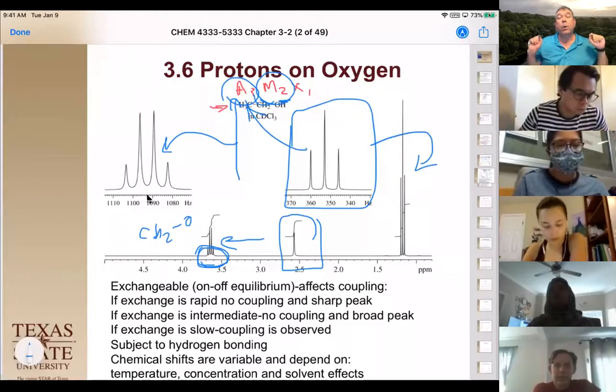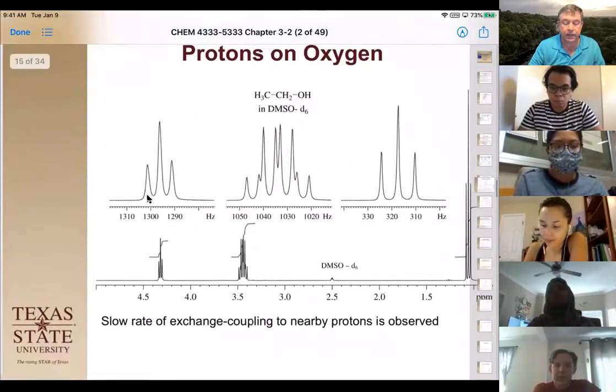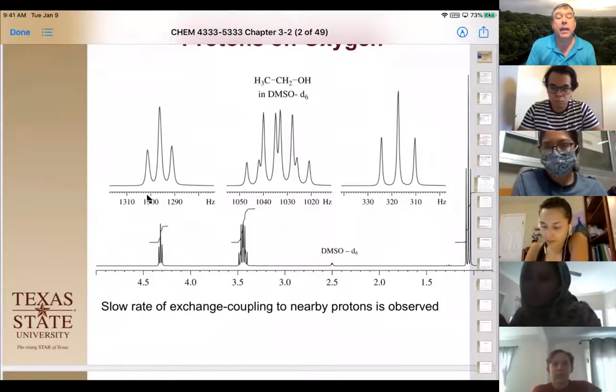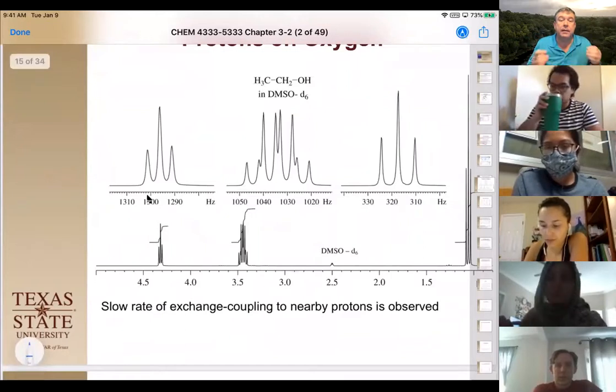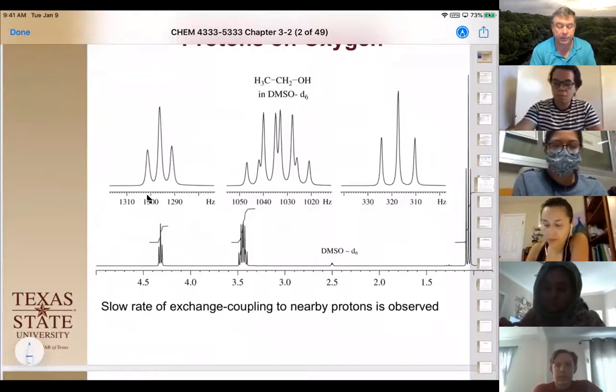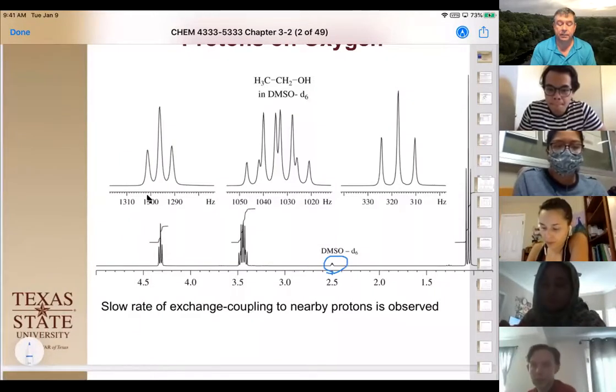Okay. Now, what would it look like if it was a very slow exchange and we do see the coupling? So what we're going to do is change the solvent. This is the exact same compound, the ethanol, but we're changing it to DMSO. And in DMSO, the OH has a tendency to be very well bonded to it, and it does not exchange very quickly. And this is actually just the DMSO itself, showing it has a little bit of proton in there. So that's the solvent. We're not worried about that.